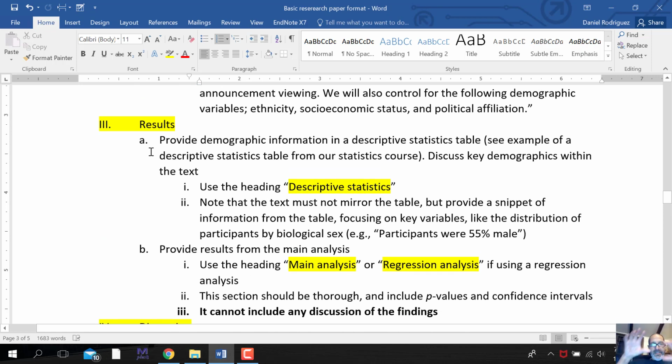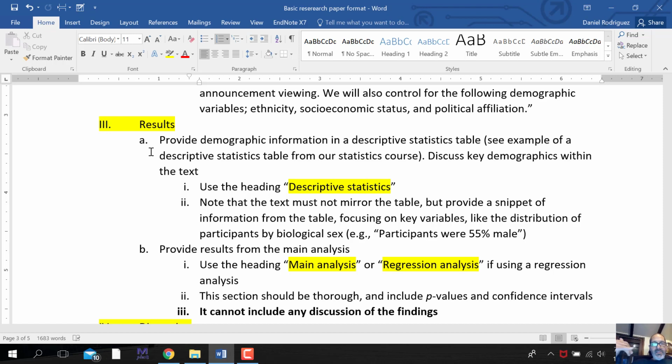So, again, Results is another heading that would be centered. Again, without the Roman numerals, remember that. Without the Roman numerals, it'd be centered. Usually it's bold, could be all caps depending on the rules of your journal or whatever your output source is.